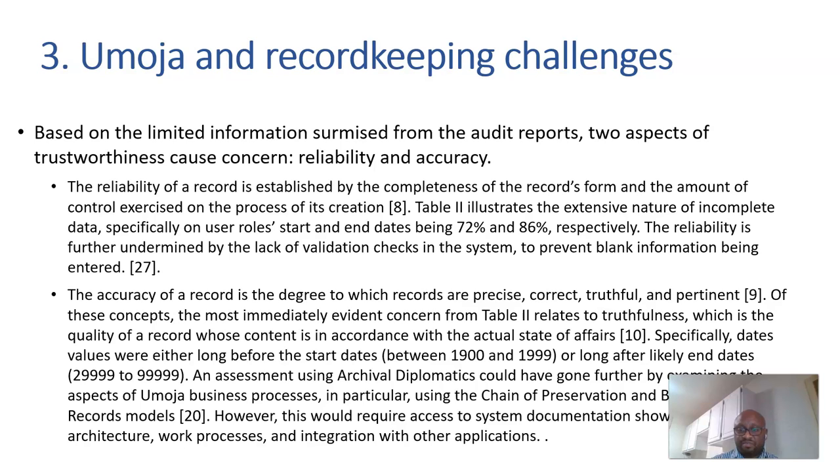The second aspect is accuracy. This is the degree to which records are precise, correct, truthful, and pertinent. Of these concepts, the most immediately evident in the table is truthfulness, which is the quality of a record whose content is in accordance with the actual state of affairs. When dates are long before the system existed, or start dates, and likely end dates, are so far in the future that it's impossible to imagine, then we have a problem with accuracy. So an assessment using archival diplomatics could have gone further into various other aspects, but this would require having system documentation to show the solutions, the work processes, and the integration with other applications.